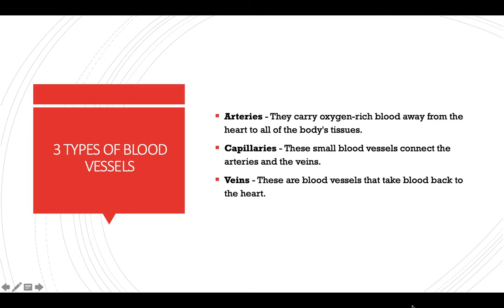So what do the arteries do? Arteries carry oxygen-rich blood away from the heart to all of the body's tissues, while the capillaries are small blood vessels that connect the arteries and the veins. The veins, however, are blood vessels that take blood back to the heart. Those are the three types of blood vessels, and then we move on to the blood vessel network.